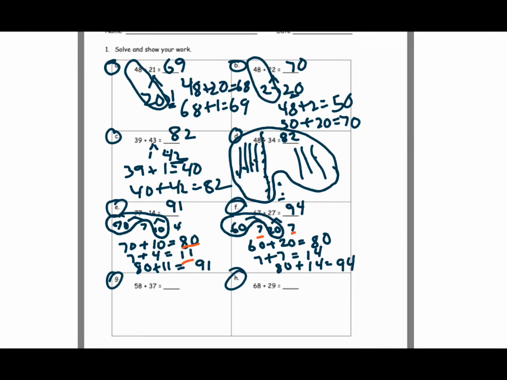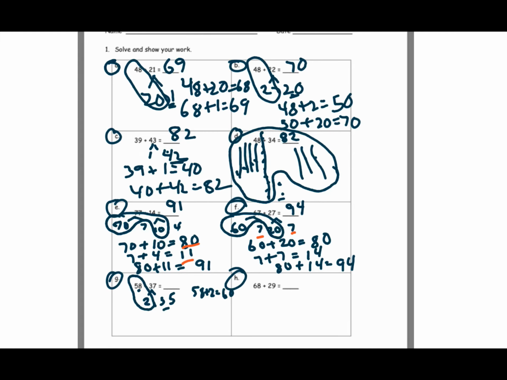If you solve letter G, well, I see 58, so I only need 2 more to go to the next 10, so I think I'll do that. I'll go with 2 and 35. So 58 and 2. Let me write over here. 58 plus 2 equals 60.